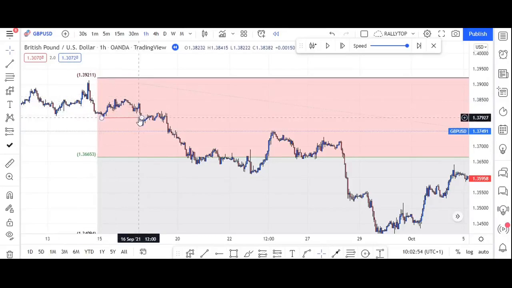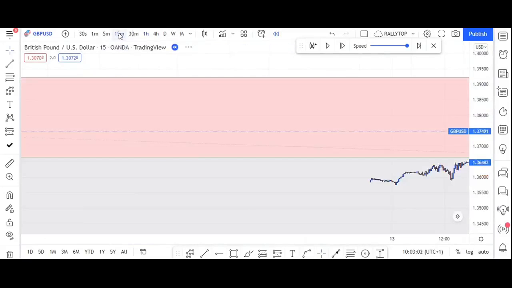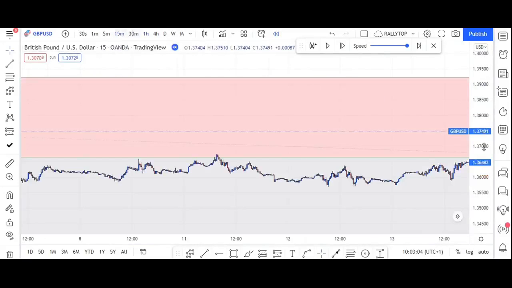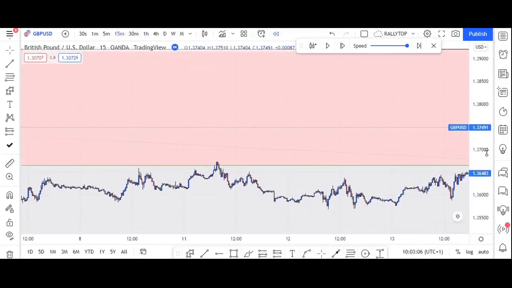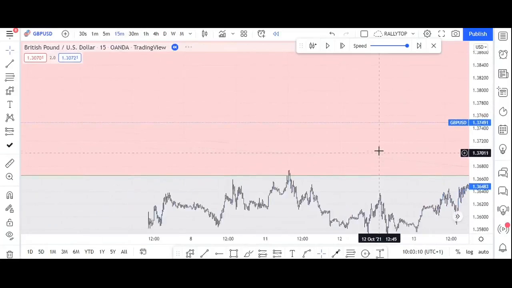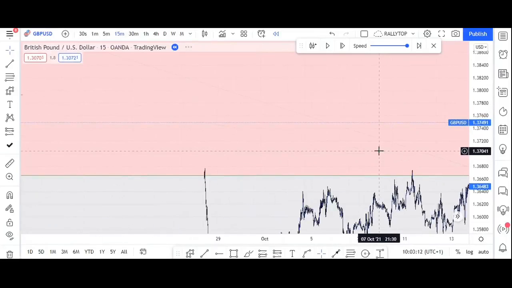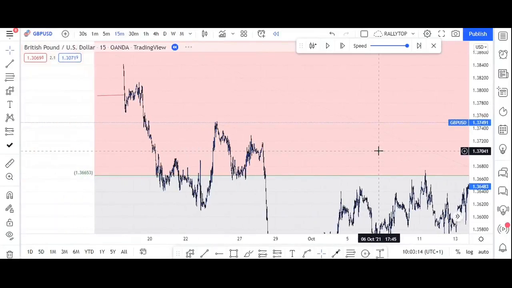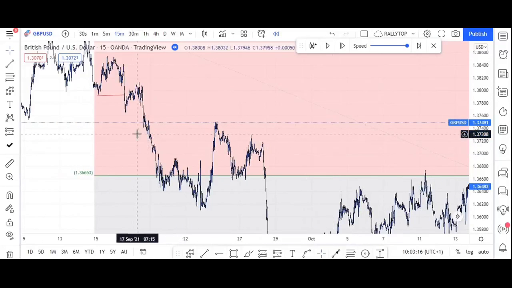So price broke structure on the 1 hour. That's all you want to do with your 1 hour. Immediately after you mark your break of structure, you scale down to the 15 minutes. Now let me let you see our 15 minutes. I want you to see it clearly.